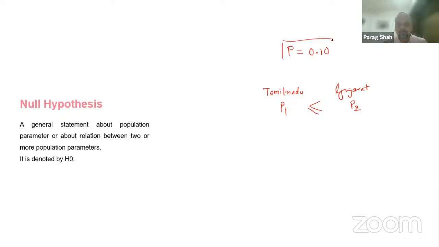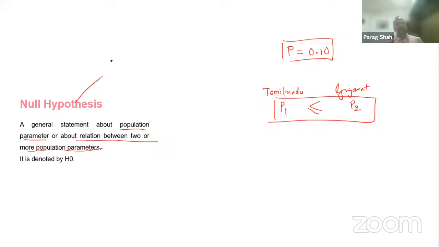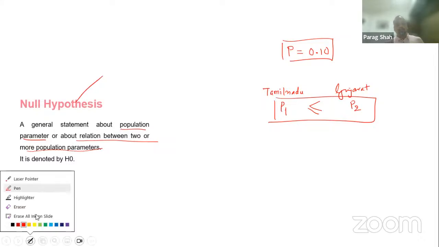So it can be about a single proportion or single population, or it can be a relationship between two parameters. So what is a general statement? A general statement about the population parameter or about the relationship between two or more population parameters is called null hypothesis. So in short, null is nothing else but a statement about population parameter.